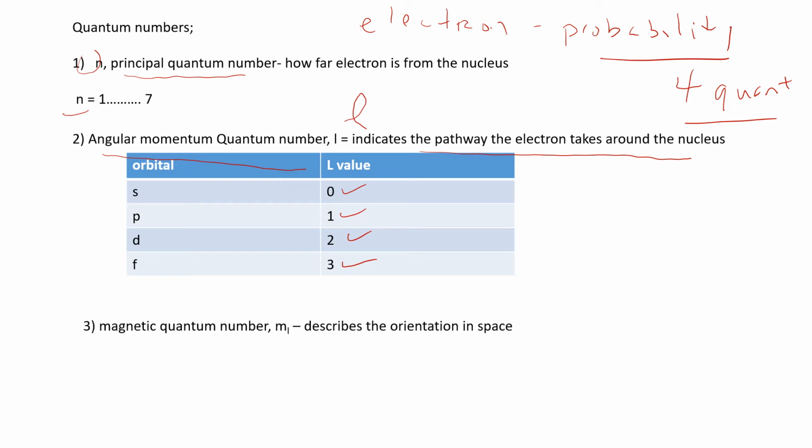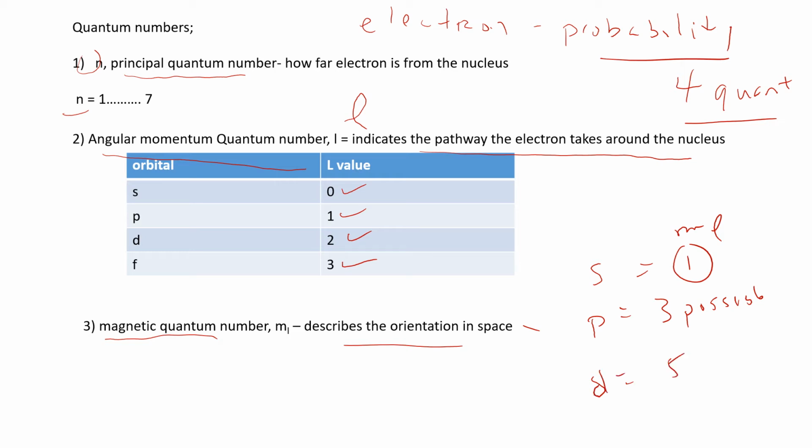Now, the other one, the magnetic quantum number, ML, tells you the orientation in space. We kind of talked about this before. The s orbital only has one orientation, so it's only going to have one ML value. P orbitals, there are 3 types, so we're going to have 3 possible ML values. There are 5 types of d orbitals, so we'll have 5 possible ML values. And then for f, there are 7 possible ML values. Again, it describes the orientation in space.